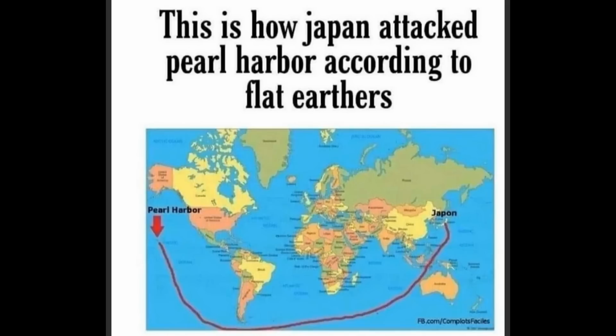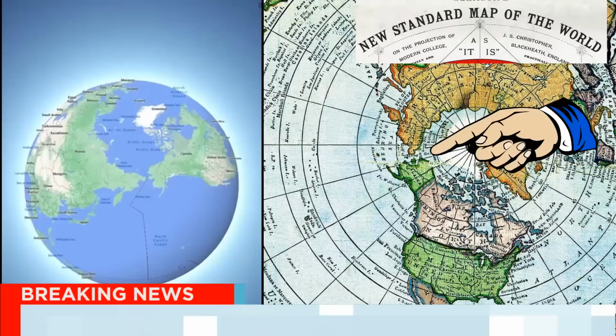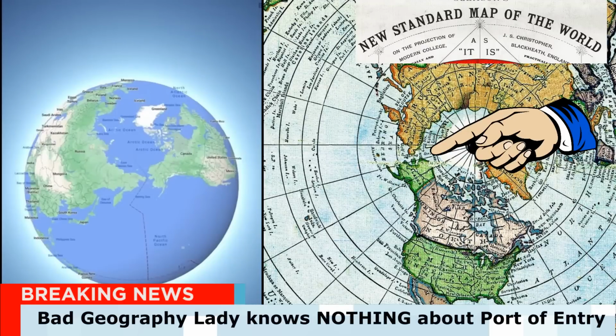Now this lady, all she does is push this fake square map. That's why so many globers make fun of flat earthers using memes like this, because this is the map that she pushes, the square map, which makes no sense. She also demonstrates that she knows nothing about port of entry. Here's the globe on Google Maps, and it's pretty much the same as the flat earth map.